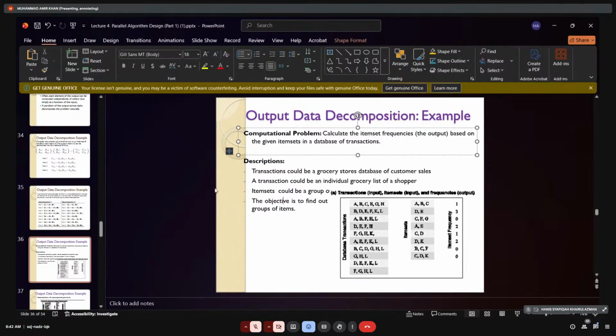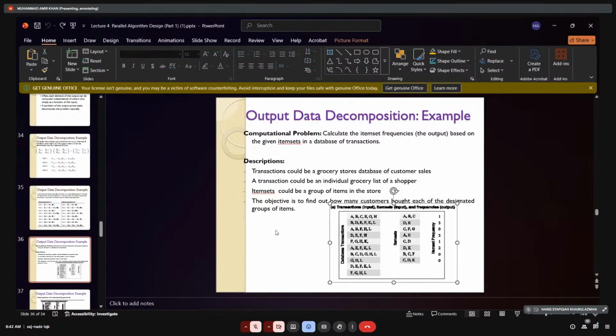This is one of the ways that we can see, for example, this is the application. They write here that the objective is to find out the group of items, how many customers bought each of the designated group of items. We choose a group A, B, C, D, E, like this, and then we see how many customers bought each of the designated group items. Understand? Very simple thing.